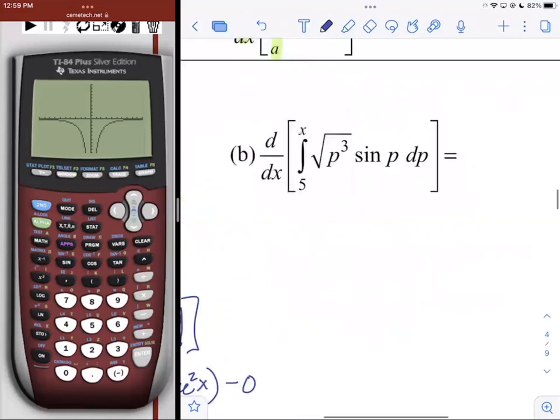All right. How about this one? The derivative with respect to x of the integral from 5 to x of p sine p dp.